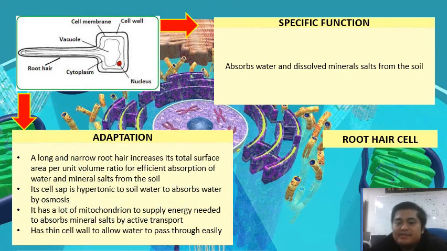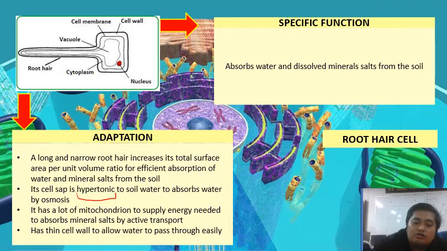So specific function dia adalah untuk absorb water and dissolve mineral salts from the soil. And then dia punya adaptation pula, you have a long and narrow root hair to increase its total surface area per unit volume ratio for efficient absorption of water and mineral salts from the soil. Its cell sap is hypertonic to the soil to absorb more water. So bila dia kata hypertonic, maksudnya dekat dalam ni kurang water potential, menyebabkan air daripada luar untuk masuk ke dalam.